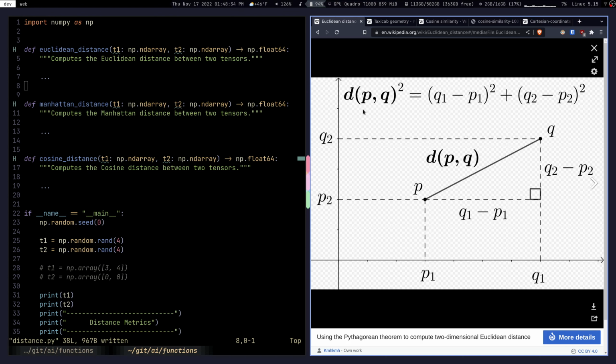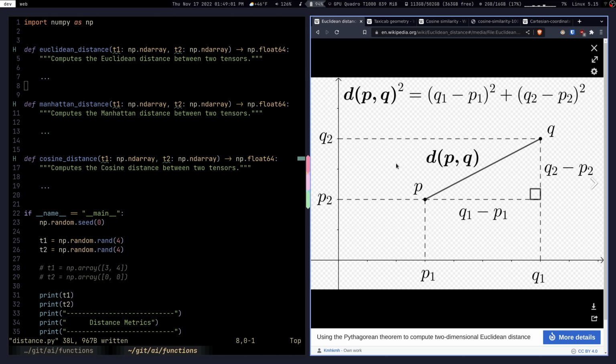Euclidean distance is the distance between 2 points, P and Q in this case. The way we can compute this is that we can construct this imaginary right triangle, and using the Pythagorean theorem, we can compute the hypotenuse, and that's basically the distance between P and Q. People don't really refer to it as a Euclidean similarity, but it can be used as a similarity function.